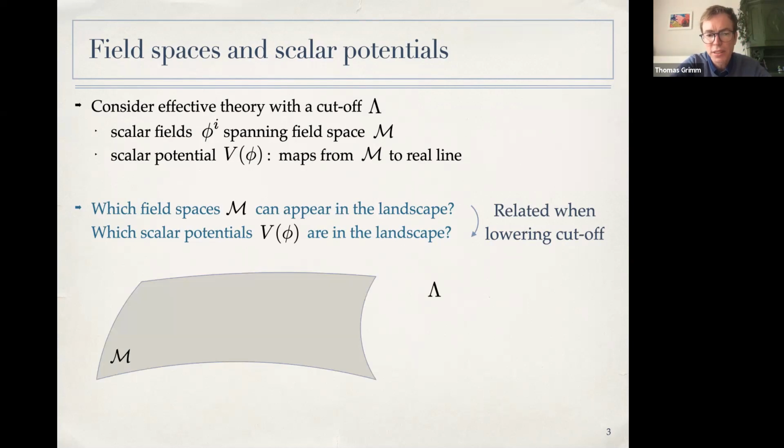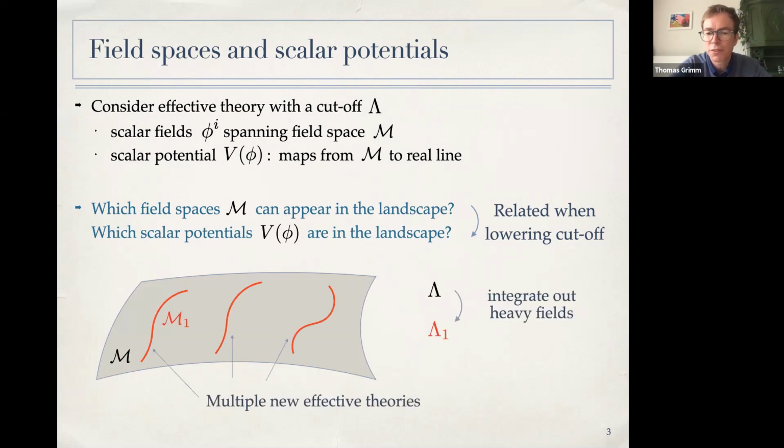Namely, we can start with an effective theory which has some field space M, and then we can lower the cutoff. And then it might be that some of the fields are now too heavy to still be part of the effective theory, and we rather should integrate them out. And if we integrate them out, then the resulting field space M1 could be of lower dimension. Right? The previous one was two-dimensional, now it's one-dimensional. And there could be also many different ways of looking at this previous potential and reducing to this theory with lower cutoff.